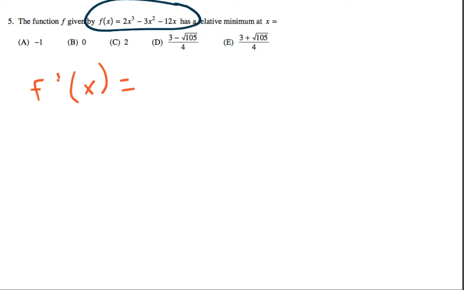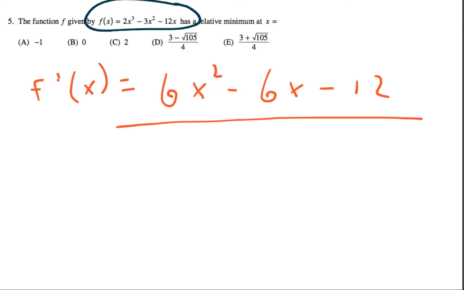So f prime of x, no chain rules, no product rules, no quotient rules, strictly power rules. So it's going to be 6x squared minus 6x minus 12. So now we're going to look to factor this. Why are we factoring it? Because we want to see the values that make this equal to 0, and factoring is going to be an easy way to do that.